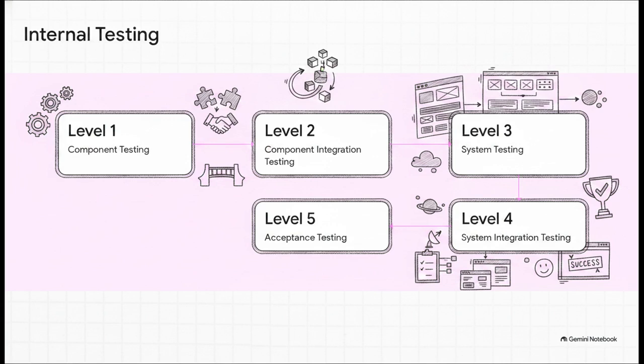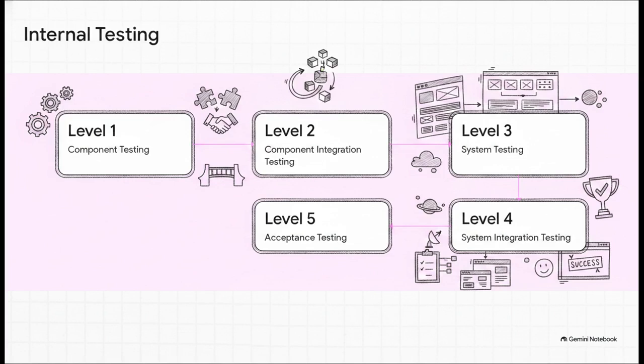Level 4 scales it up even more to system integration testing, making sure our app plays nicely with other external systems. And finally, level 5 is acceptance testing. We use this brisk step-by-step progression to catch the tiny bugs early, way before they snowball into massive system failures down the line.